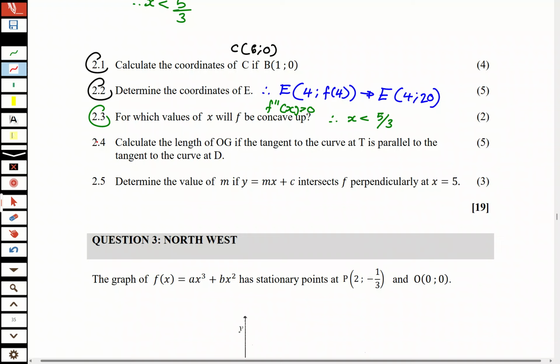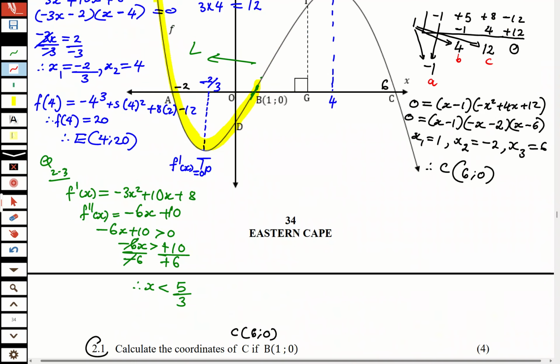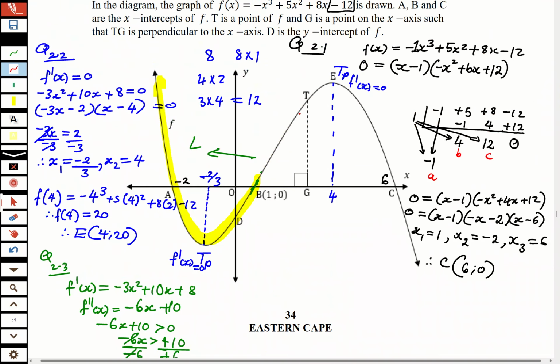So now the next question, they say that you have to calculate the length of OG if the tangent to the curve at T is parallel to what? It is parallel to the tangent to the curve at D. So that's very simple, guys. They say that you have a tangent at T, and you also have another tangent at D. So this is the tangent. They are saying that these two lines are parallel.